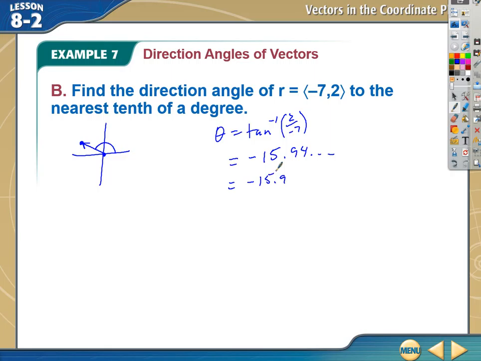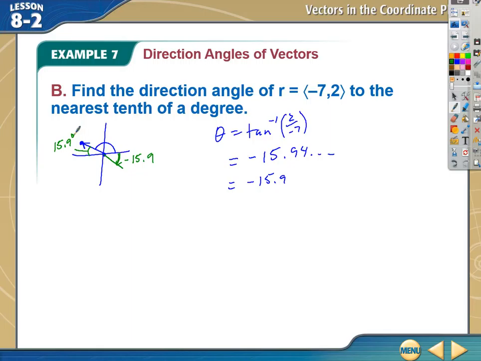You're going, that doesn't make sense. There is no way that this is negative 15.9. And you know what? Boom, you are correct. The reason why is because inverse tangent is only good in these two quadrants. So this angle right here is a negative 15.9, because I'm going in the opposite direction. That means that this over here is 15.9 degrees.